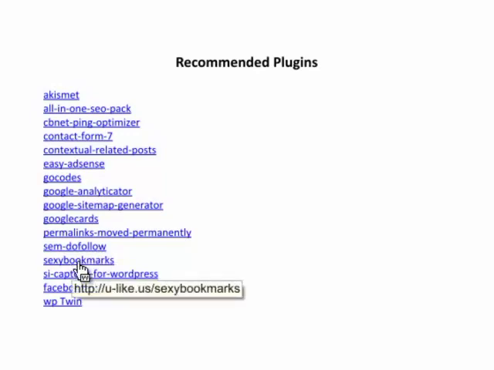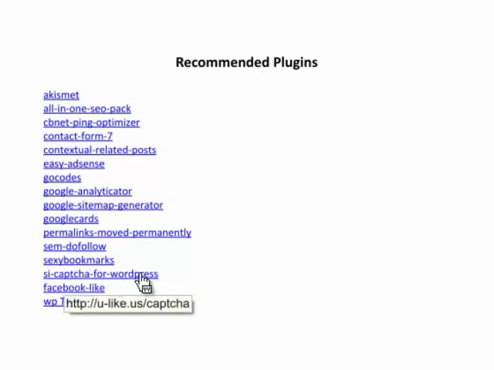Sexy Bookmarks is a great way to add a bunch of different ways to share your site's content through social media. The CAPTCHA for WordPress is one more way of reducing comment spam, especially by bots. It puts a little CAPTCHA form in there that robots have a hard time figuring out. The Facebook like button just puts a like button on your page.